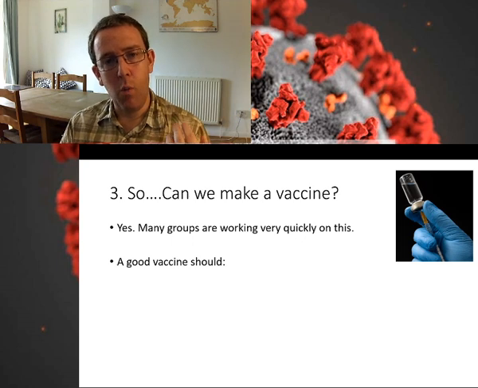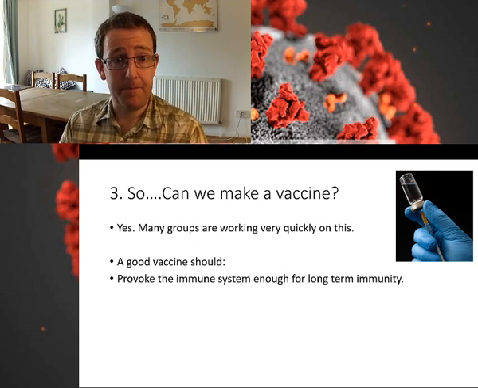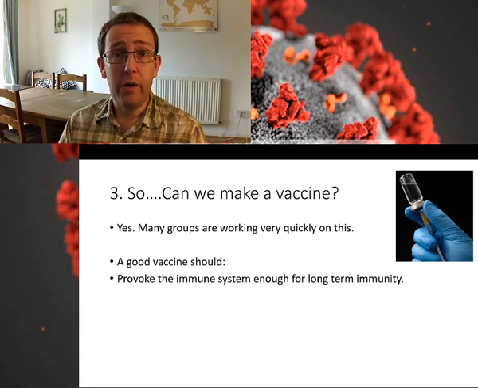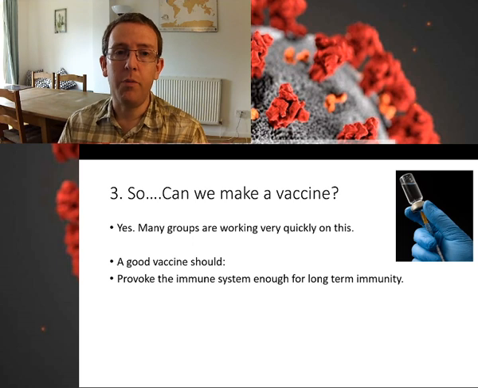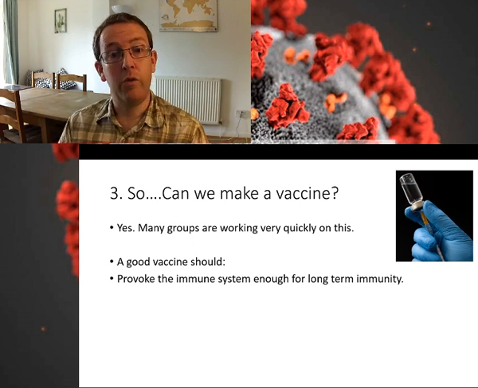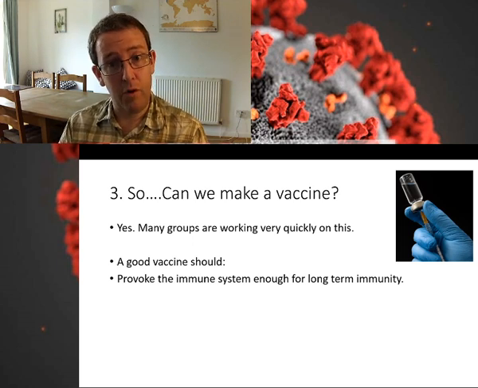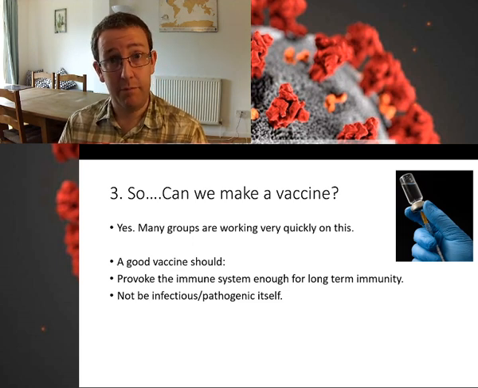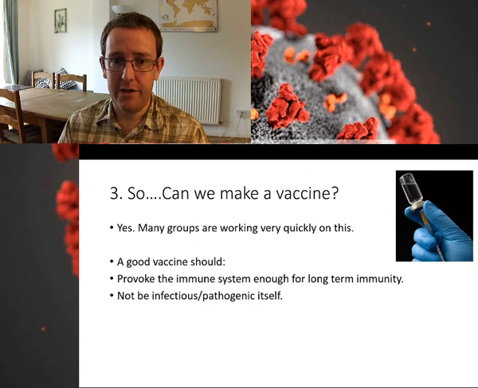So when we think about it, what should a good vaccine do? Well, it should provoke the immune system enough for long-term immunity. When you really get infected with anything, it causes all sorts of damage and inflammation and swelling and things like that, which alert the immune system and generate a very strong immune response. Now, we obviously don't want our vaccines damaging you, but we do want the immune response. So we want to provoke the immune system enough for long-term immunity, but we don't want our vaccine to be infectious or pathogenic in its own right. So it's a balancing act to strike there.